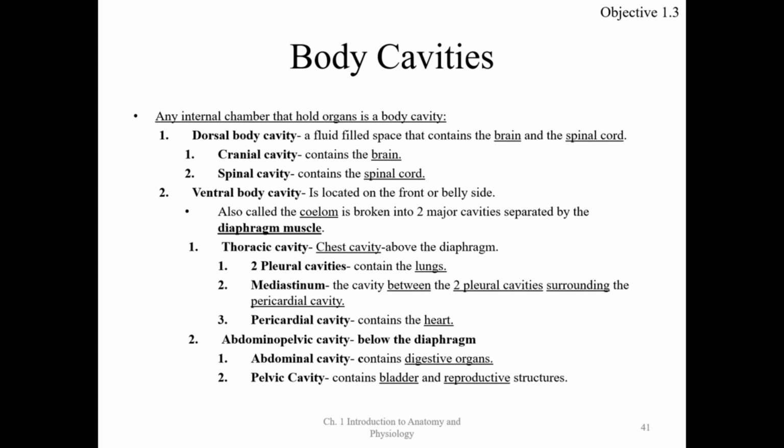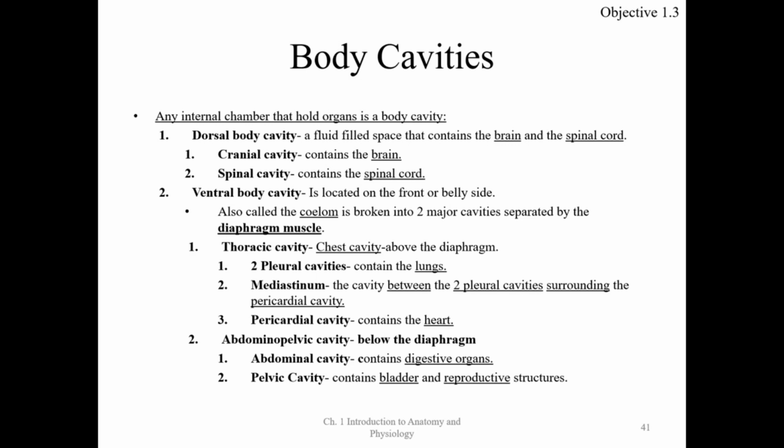Now, the ventral body cavity is on the front or belly side. We sometimes call this the coelom, and it has two major subcavities. There's a thoracic cavity and an abdominopelvic cavity. They are separated by the diaphragm. The thoracic cavity is above the diaphragm and the abdominopelvic cavity is below the diaphragm.